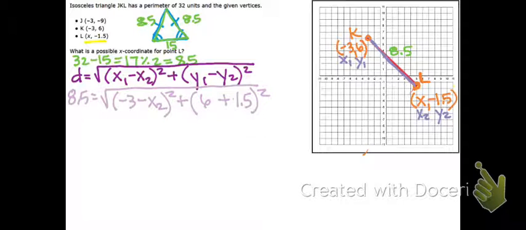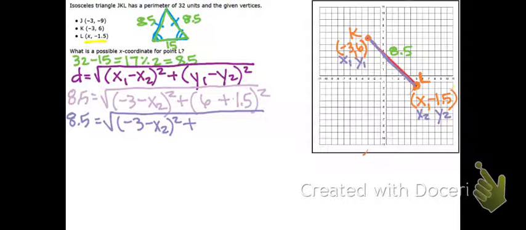And now we simplify some more. So I'm going to say 8.5, and I am going to just simplify 6 plus 1.5. 6 plus 1.5 is 7.5. So this is 7.5 squared. What is 7.5 squared? I'm kind of simplifying more than one thing at a time here. That's the same as 56.25.